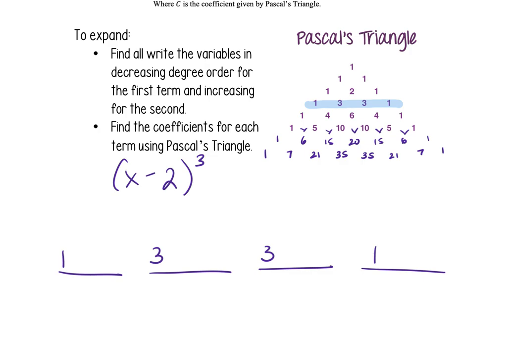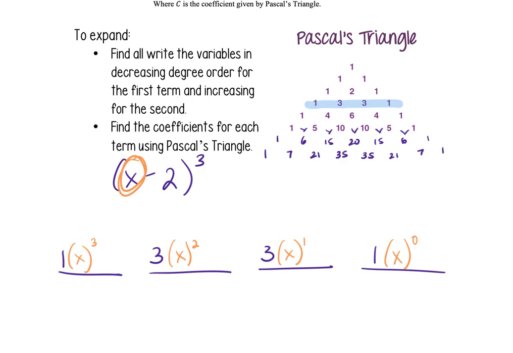The second term is the first term in my binomial coefficient. So in my binomial expansion, the first term that's in the parentheses is raised to the highest exponent, which is to the 3rd, down to 0. So it goes x to the 3rd, x to the 2nd, x to the 1st, and x to the 0.